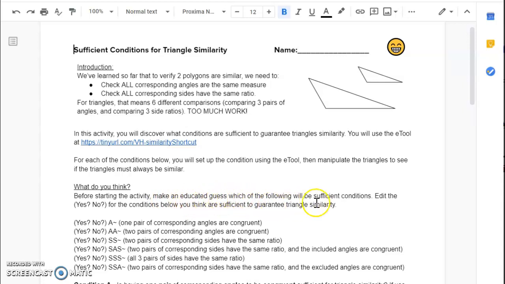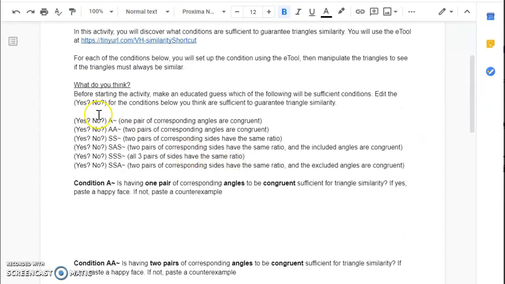Which of the following will be sufficient condition? Edit yes or no for the condition below you think is sufficient to guarantee triangle similarity. Again, this is just thinking out loud, okay? Before we explore, do you think if you just have one pair of corresponding angles that are congruent, you think you would always create a similar triangle?